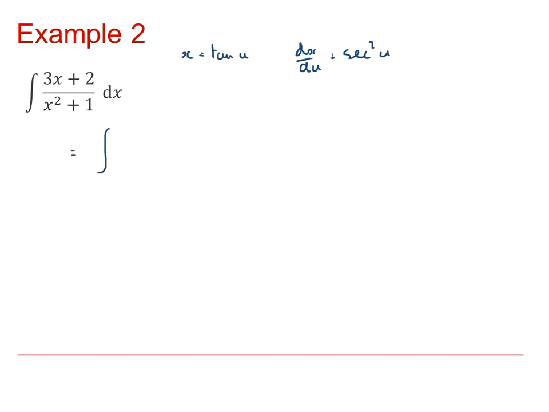The top line of that is going to be 3x, so that's 3 tan u plus 2, and the bottom line being 1 plus tan squared, or tan squared the way it's written, tan squared u plus 1. And then we must multiply by sec squared u du. Now it all looks quite complicated to start with, but we realize that 1 plus tan squared is equal to sec squared, so that those will cancel out, leaving us with 3 tan u plus 2 du.